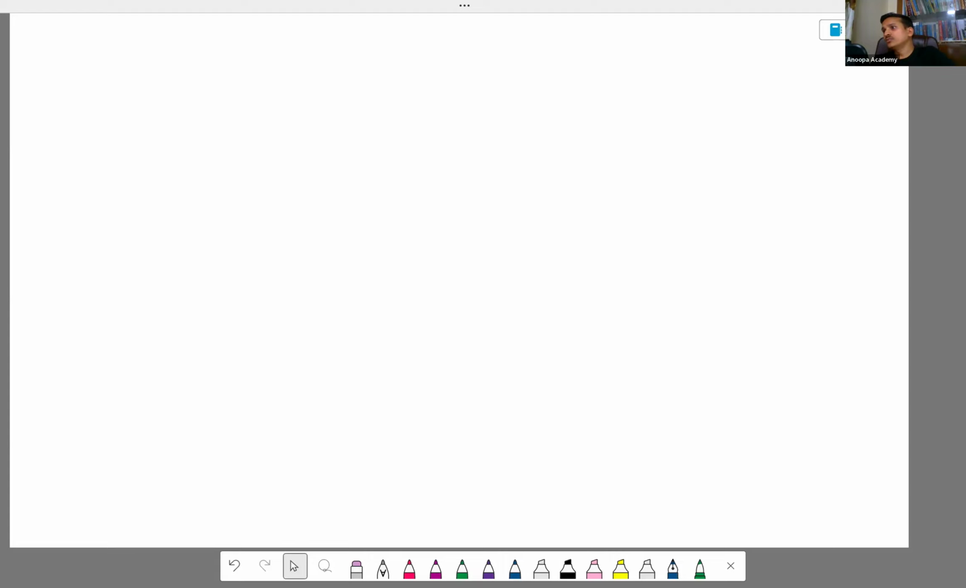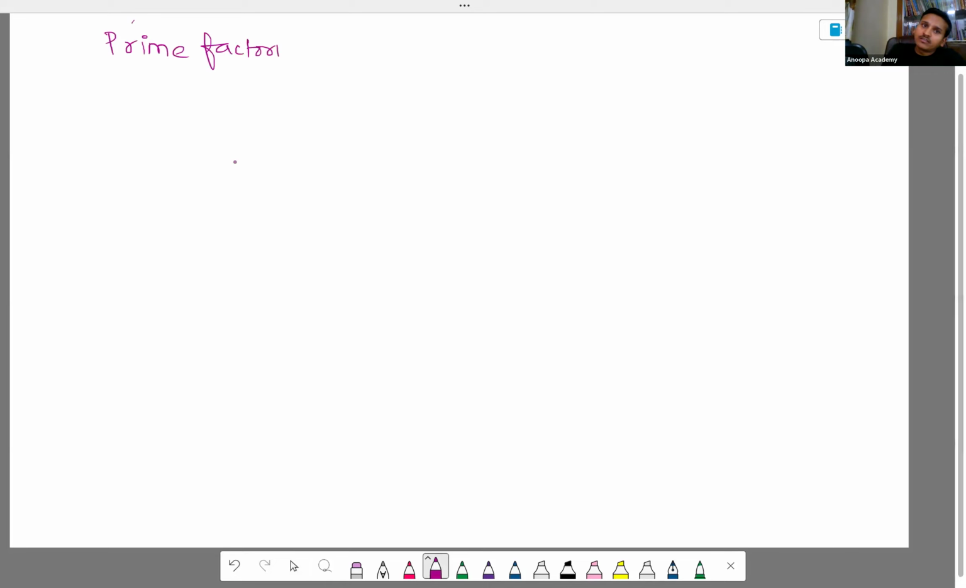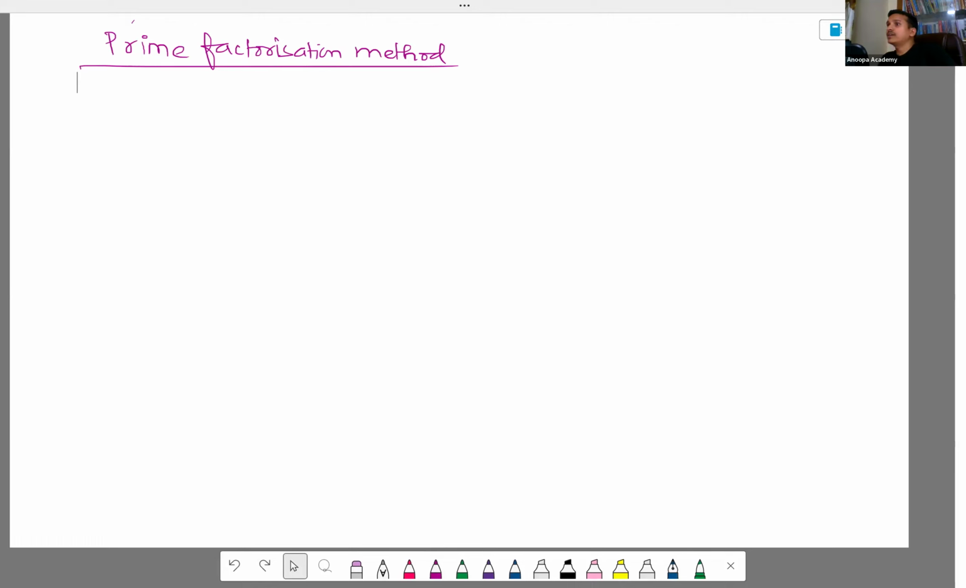Okay, let's continue. So now we are actually going to use the prime factorization method to find the HCF and LCM. And you have to use only this method to find the HCF and LCM, if it is for 2 marks or 3 marks. You cannot go for any other method.